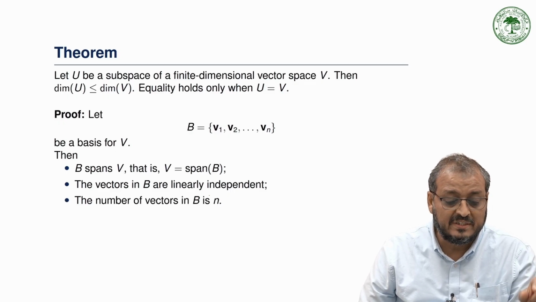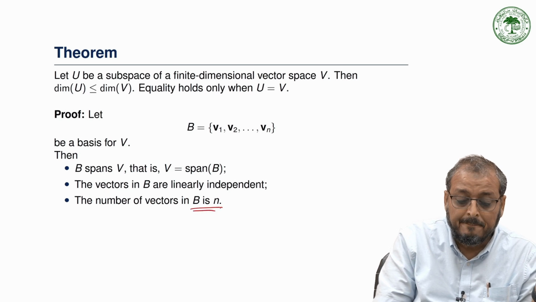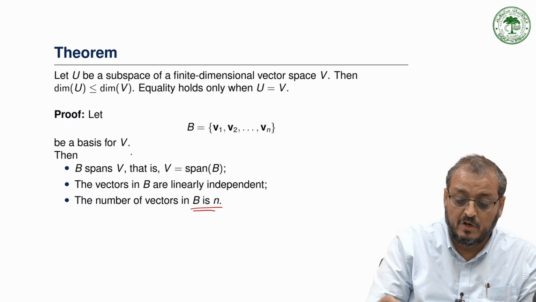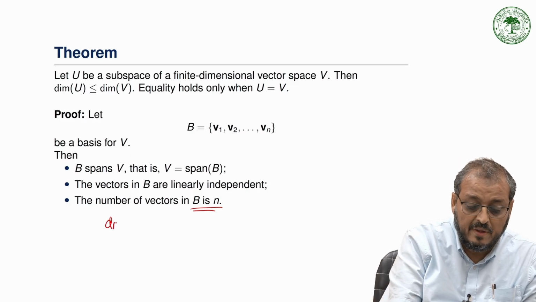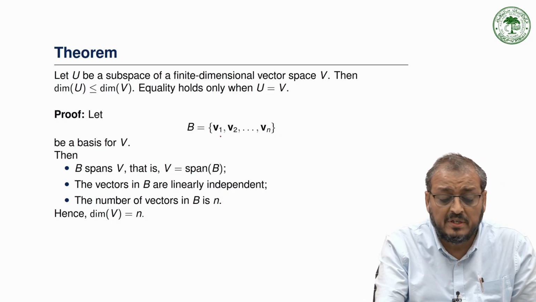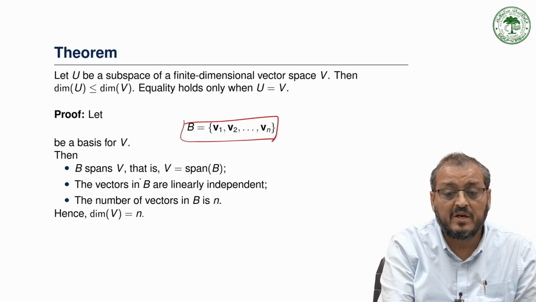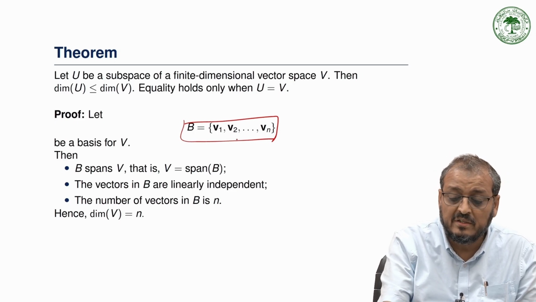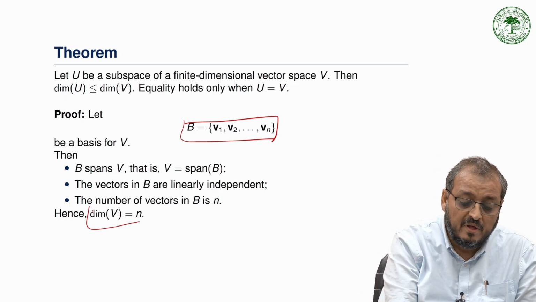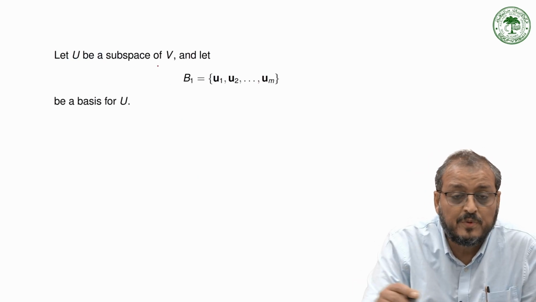This means the number of vectors in B is n, so we assume that the dimension of V is equal to n. B is a basis, so it satisfies these two conditions, and the number of elements in this basis is n. So we say that the dimension of V is equal to n. Okay, now we have to use the subspace of V.